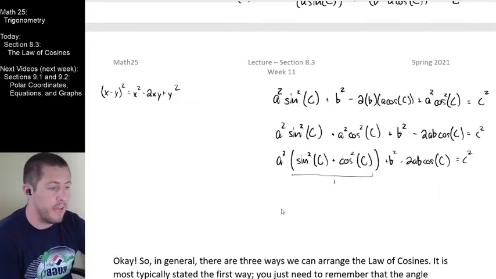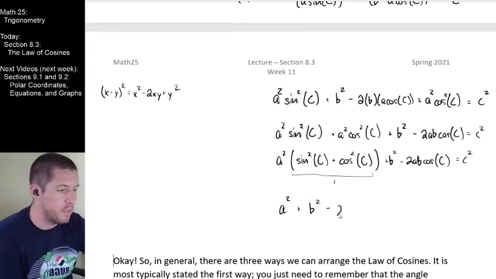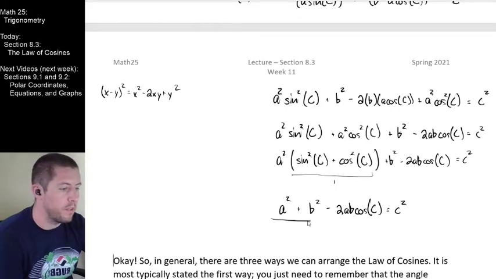So all I'm getting as my final statement then is a squared, and remember, this is a squared times 1, so it's just a squared. So a squared plus b squared minus 2ab cosine of c equals c squared. And this is what we refer to as the law of cosines.